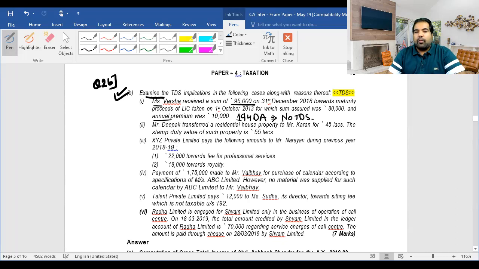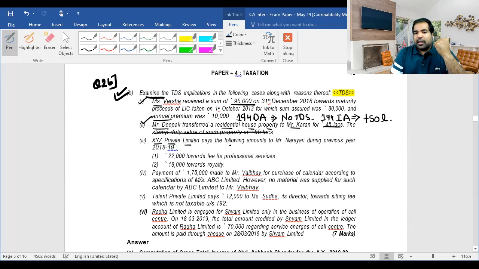So you'll quote section 194DA. You will say that as per section 194DA, TDS at the rate of 5% on receipts from an insurance company if the amount is more than 1 lakh. However, since Miss Varsha has received only 95,000, no TDS. Let's see the next one. Mr. Deepak transferred a residential house property to Mr. Karan for 45 lakh. Here, guys, section 194IA, immovable property acquisition, TDS at the rate of 1% only if the amount is more than 50 lakhs, and hence this will not be subject to TDS. Stamp duty value you will not take, you will take 45, you will see the sale consideration.